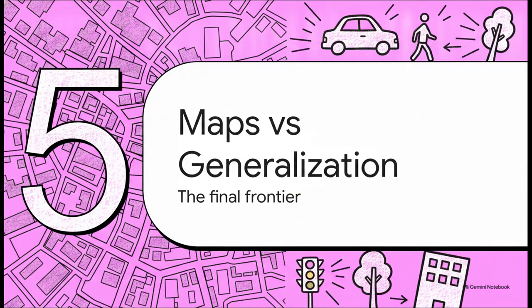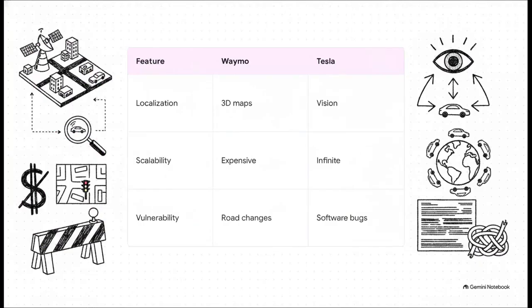And finally, part 5, HD maps versus generalization, the final frontier of autonomous scaling. This right here is where we hit their most profound philosophical divide, how these vehicles actually understand their place in the world. The trade-off is stark.